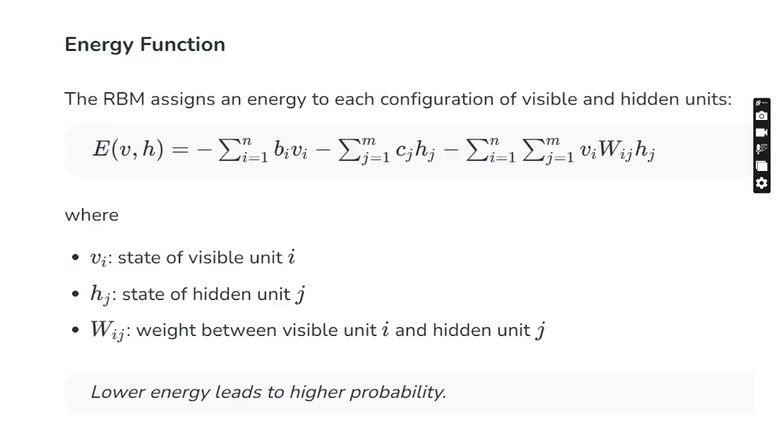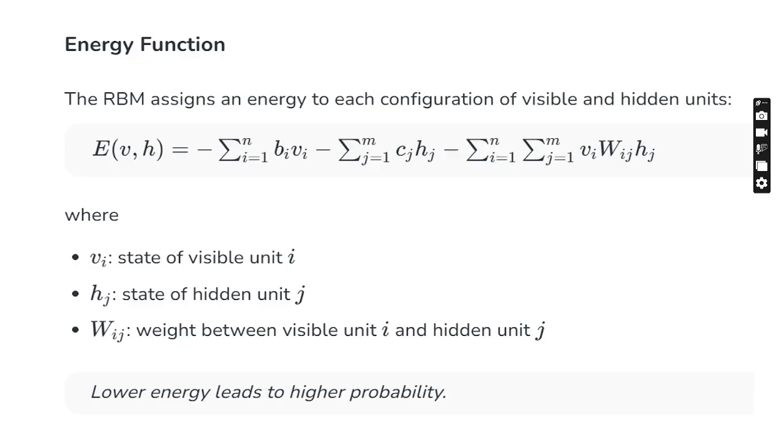After that, the visible layer and hidden layer states, along with the associated weight, are multiplied, taking the summation over visible layer neurons i equal to 1 to n and hidden layer neurons j equal to 1 to n. Vi is the state of visible unit i and Hj is the state of hidden unit j. Wij is the weight between the visible unit i and the hidden unit j, as already explained.